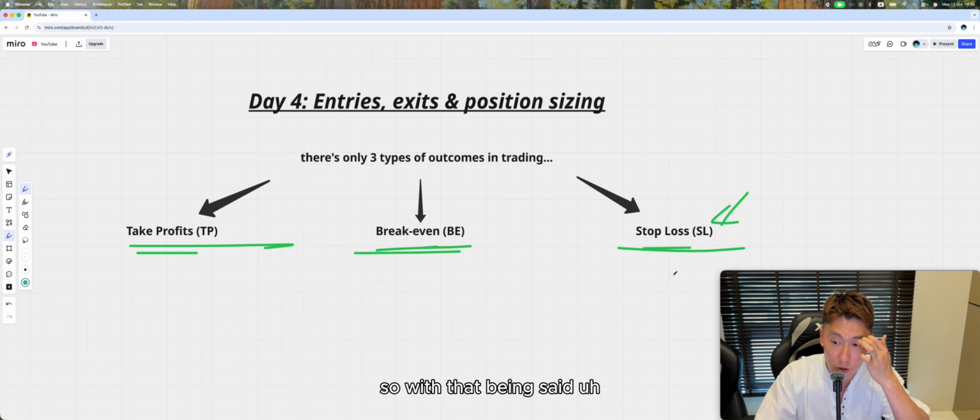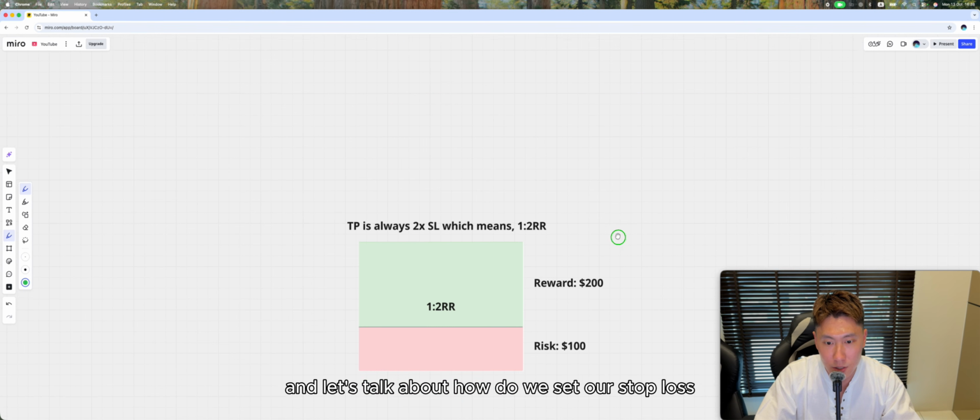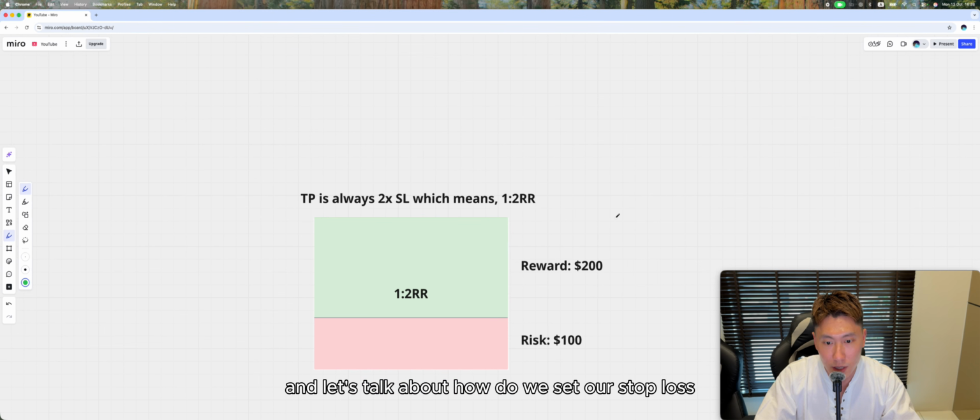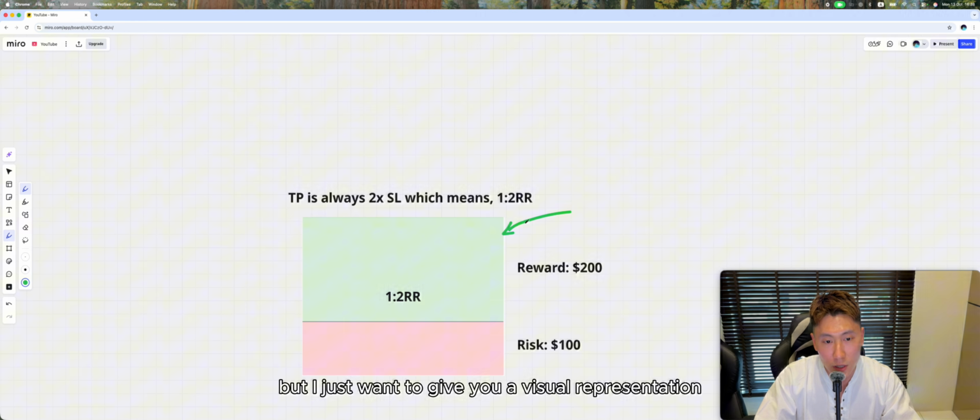All right. So with that being said, let's talk about how we set our stop loss. This is one of the tools in TradingView. I'll go through how we actually set up all these things in TradingView after this, but I just want to give you a visual representation of what this is. If you can see, the red box represents the risk, and the green box represents the reward.